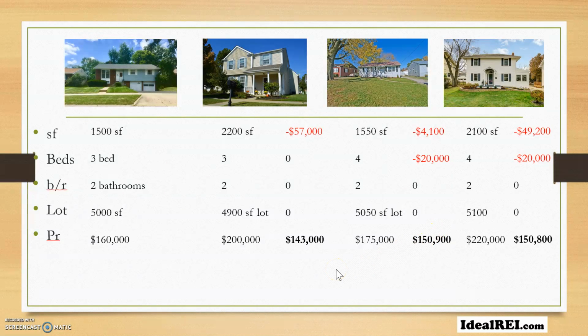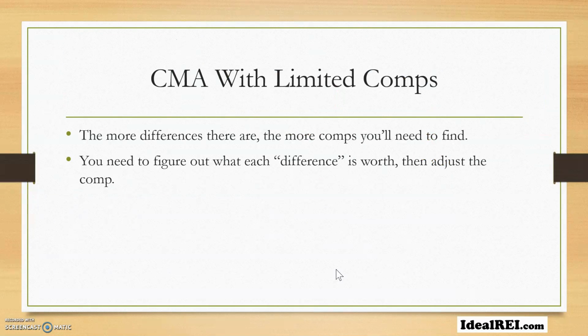But then again, I also wouldn't have done this sort of CMA with only 3 properties because of the large number of differences. I would have gone and got a better number for my bedroom price or for my square footage price. So the more differences there are, though, the more comparables you're going to need to find, because you're going to need to attribute a value to each difference.